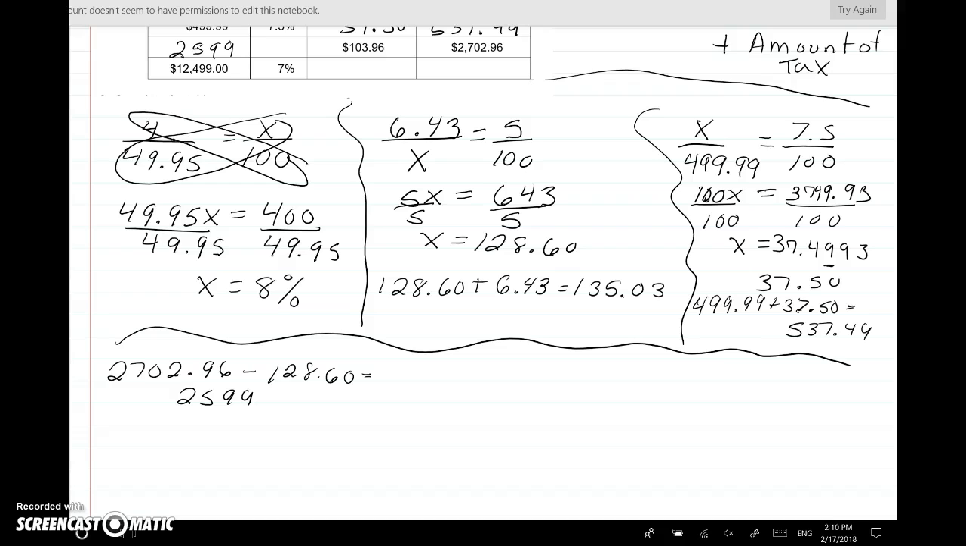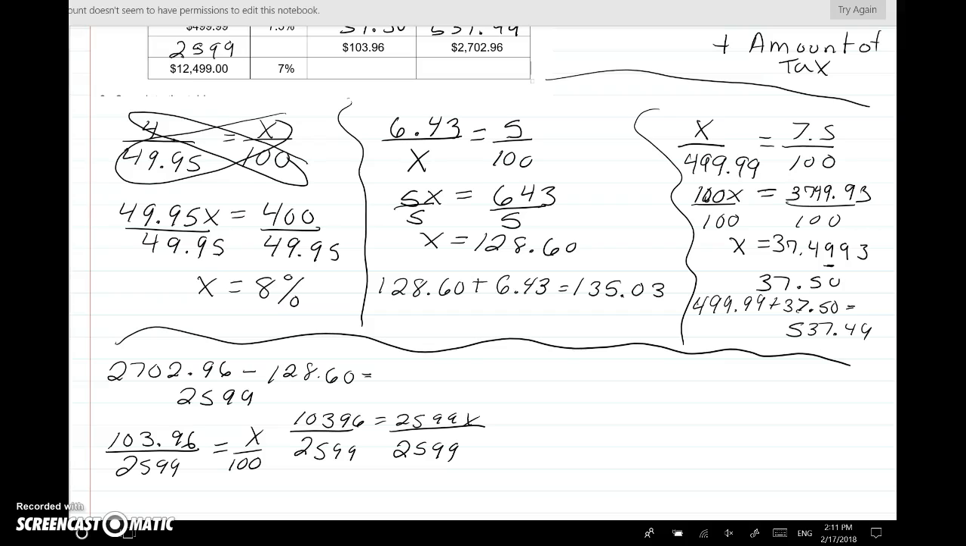Now I have to find the percentage. Let's go back to our little equation. Is over of equals percent over 100. You know what to do now. We're going to cross multiply. We have 103.96 equals 25.99x. Divide both sides by 25.99. And x is going to equal 4. So the answer here is 4%.